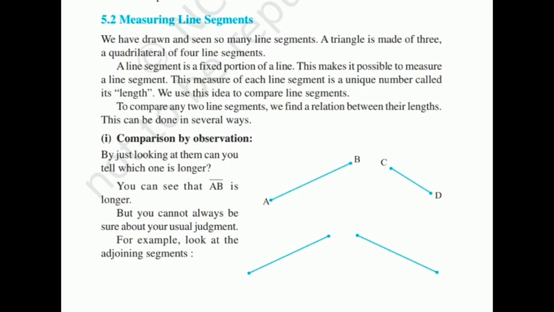So as per the book, there are different types of measuring of line segments. One is comparison by observation. By just looking at them, can you tell which one is longer? You can see that line segment AB is longer. But you cannot always be sure about your usual judgment. For example, look at the adjoining segments. So you cannot decide which one is longer or shorter. So you need different types of measuring equipment to measure the line segment.